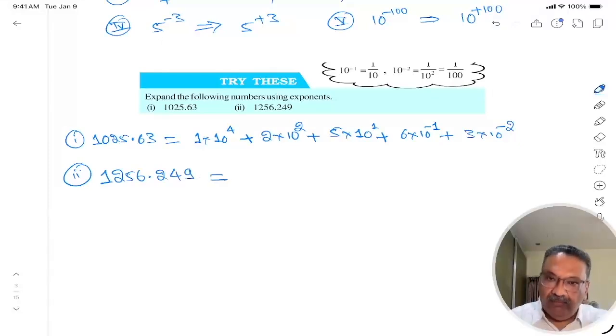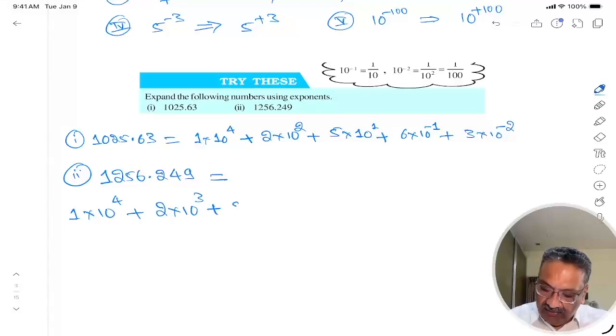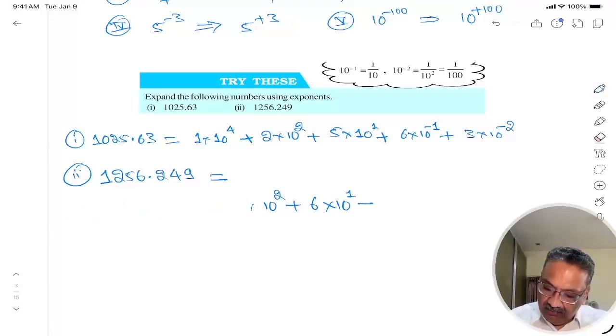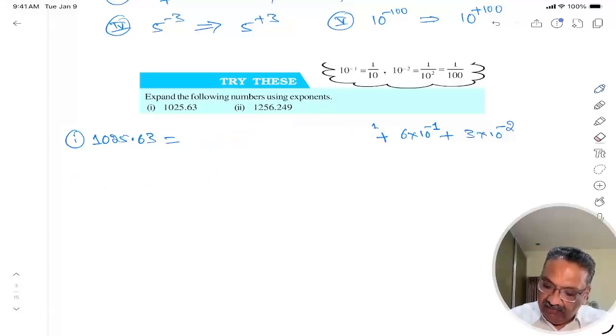1256.249. This will be 1 into 10 to the power of 4, it's in the fourth place, plus 2 into 10 to the power of 3 plus 5 into 10 to the power of 2 plus 6 into 10 to the power of 1. No, 6 will be 10 to the power of 0, 1, 2, 3. Okay, I made a mistake here. This will be third place. Sorry, there are 3 zeros here.